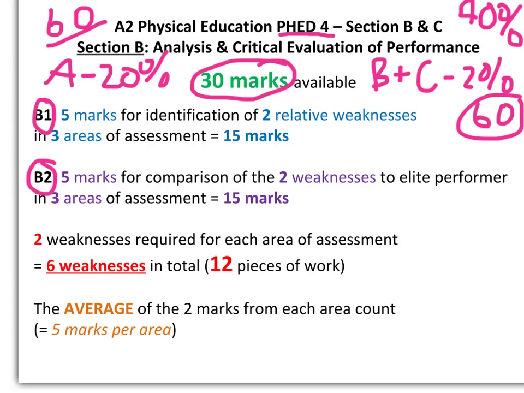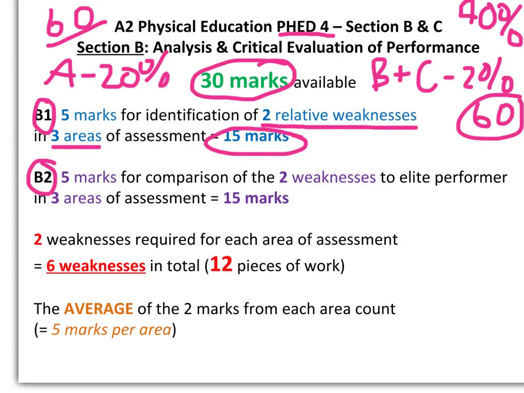So B1, you're going to identify and discuss your two relative weaknesses in 3 areas of assessment. So this is worth 15 marks. So this is looking at your own relative weaknesses. Relative is the word that's used because you may be a very, very good performer, and hopefully lots of you are. So you might not have massive weaknesses. This is relative weaknesses in comparison to an elite performer, which is what comes in B2. So we all have our little weaknesses that we can slightly improve. So that's what you're going to discuss there.